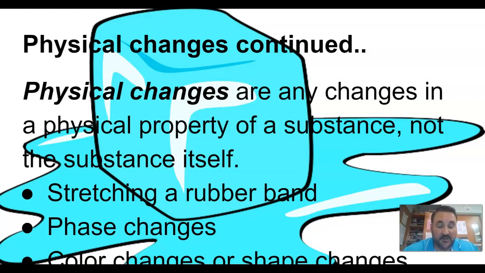Boiling water turns it into a gas. That's a physical change. Color changes and shape changes can also be physical changes. Think of Play-Doh. If I squeeze the Play-Doh in a bunch of different ways, it's still Play-Doh. I didn't change the substance. Another way to think about that is if I have a piece of wood and I cut that piece of wood in half. Did I change the substance? No. I didn't change the substance. I just changed the size and the volume of the substance.